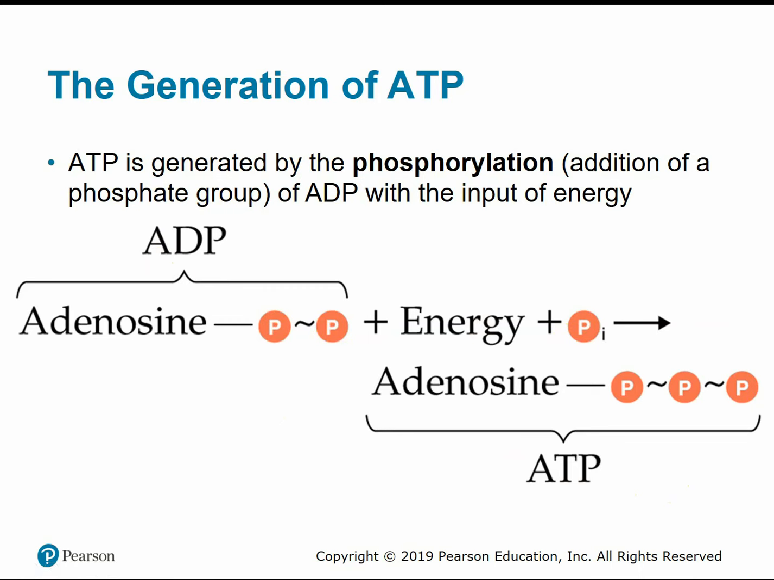So now when a cell needs to use energy for something like active transport, the energy from here is now stored in this chemical bond. So when we break this bond in a catabolic reaction, we free up that energy to power the cell processes.